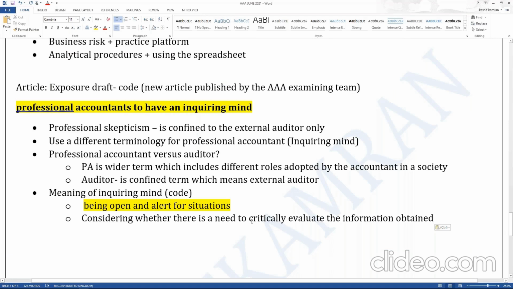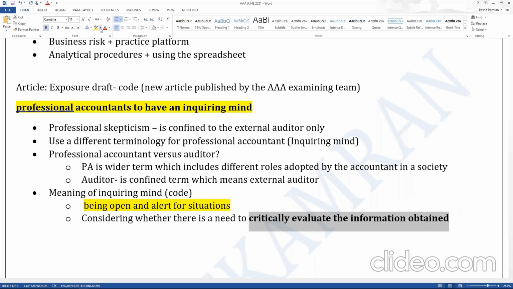If you critically evaluate the information obtained, is that an exercise of an inquiring mind, everyone? So if you critically evaluate information, are you demonstrating an inquiring mind as a professional accountant? And when you are open, are you exercising an inquiring mind? When you are alert, are you exercising an inquiring mind? So I hope you're understanding the definition. It's a pretty simple definition to understand, the meaning of an inquiring mind.